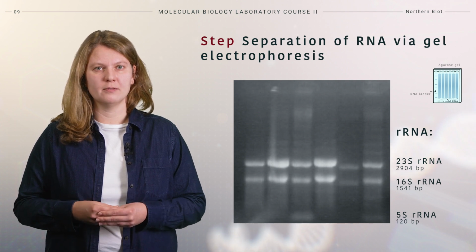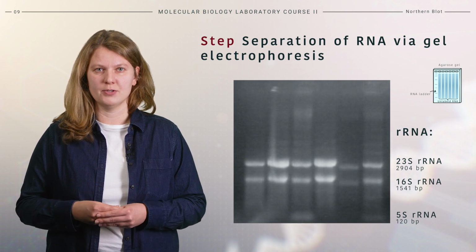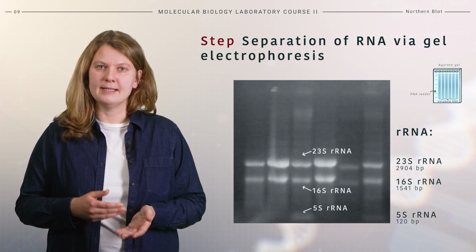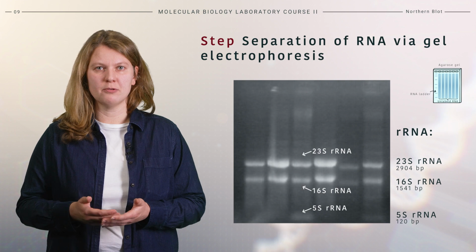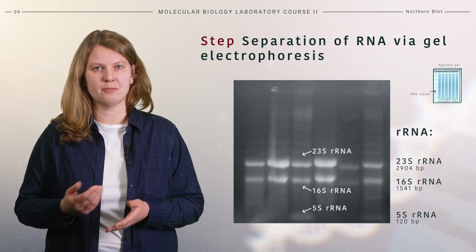On the agarose gel, we can evaluate the integrity and overall quality of the total RNA isolated. This is done by analyzing two distinguishable bands corresponding to 23S and 16S ribosomal RNA.